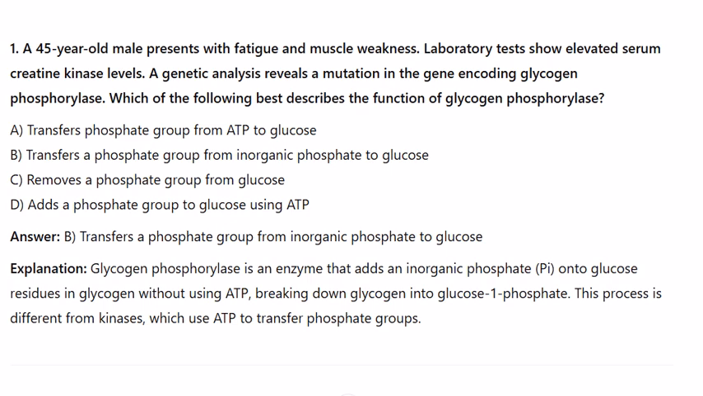Explanation: glycogen phosphorylase is an enzyme that adds an inorganic phosphate onto glucose residues in glycogen without using ATP, breaking down glycogen into glucose 1-phosphate. This process is different from kinases, which use ATP to transfer phosphate groups.